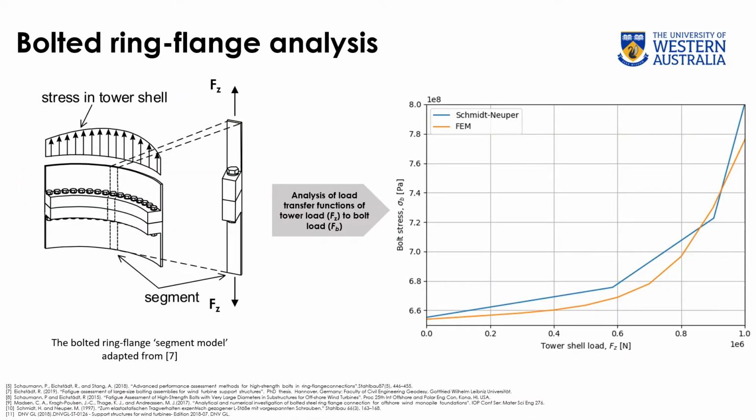A common approach for bolted ring flange design is to assess a segment model, as shown on the left, analysing the segment aligned with maximum tower shell load Fz. The transfer of Fz to bolt load is of particular interest. Schmidt and Neuper introduced an analytical method to represent this load transfer function in their paper from 1997, referenced in DNVGL design standard ST0126 for turbine support structures.